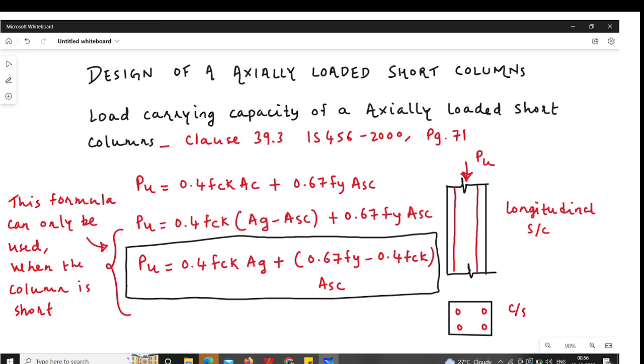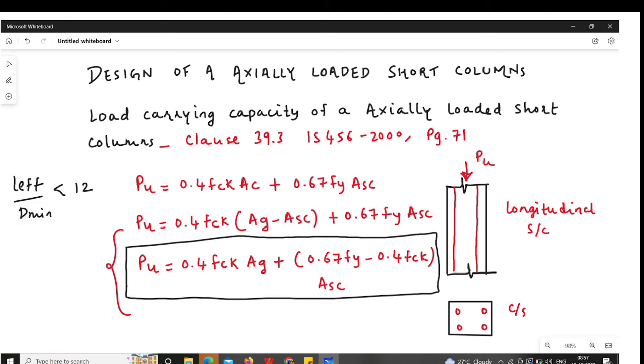Now you see, this formula can only be used when the column is a short column as well as an axially loaded column. You have to ensure that whatever column you are dealing with, it should be short column as well as axially loaded column when you are using this formula. This formula is not applicable for uniaxial and biaxial bending column. Okay, so how to ensure that?